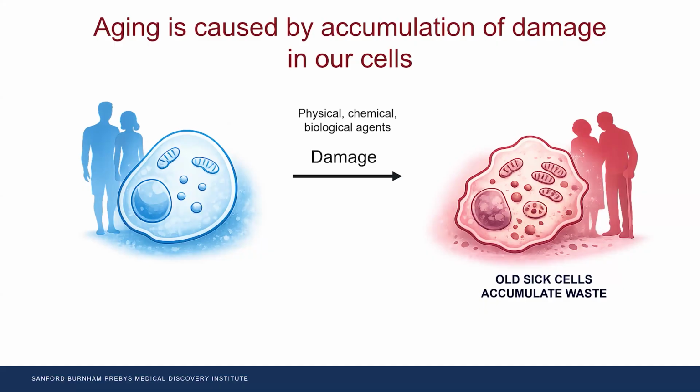When we are young, our cells work perfectly. But then over time, through environmental, physical, chemical, and biological, so cell intrinsic processes, we accumulate a lot of waste and damaged products. So what if we could stop this from happening? Or what if we could take this waste and actually eliminate it?